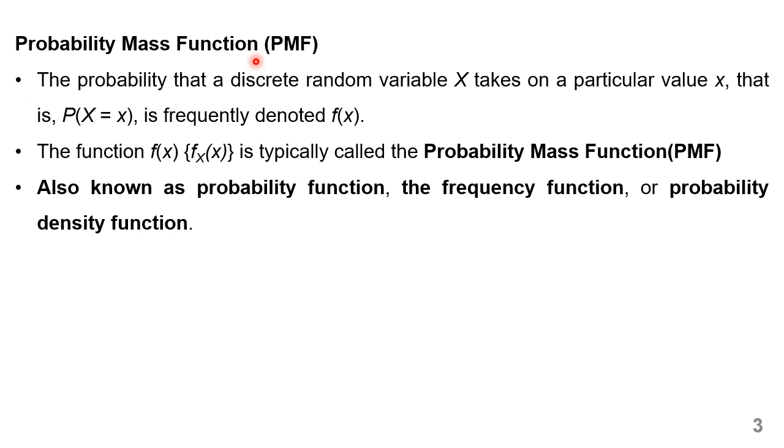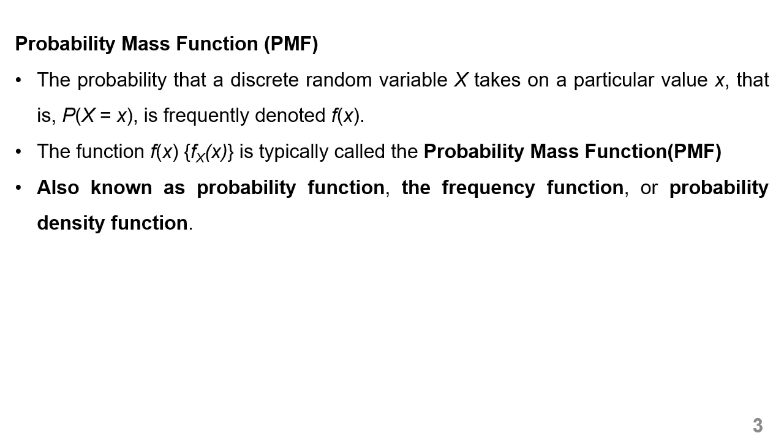But some people call it as probability function or the frequency function, or they call it as probability density function in case of discrete random variable also. The probability mass function is the probability that a discrete random variable X takes on a particular value x, that is P of X equal to x, is frequently denoted as f of x.